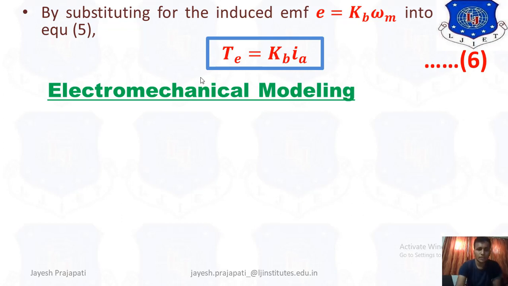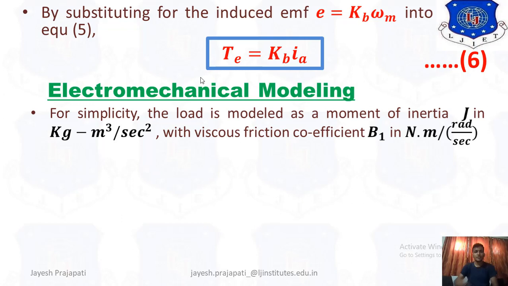For simplicity, the load is modeled as the moment of inertia J in kilogram meter square divided by second square. So here the load is equal to the moment of inertia, which we also studied in our first year syllabus, with viscous friction coefficient B1 in Newton meter divided by radian per second.